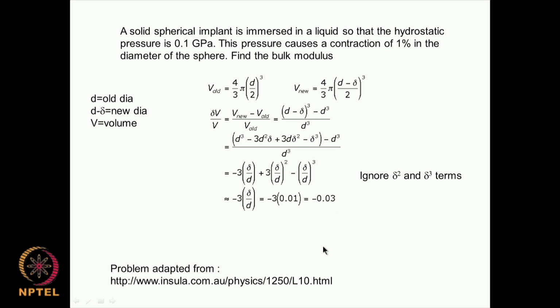So, what is the formula? The bulk modulus is given by pressure divided by minus delta V by V, which is 0.03, and the pressure is 0.1 gigapascal. So, 0.1 divided by 0.03 becomes 10 by 3, which is 3.33 gigapascal.